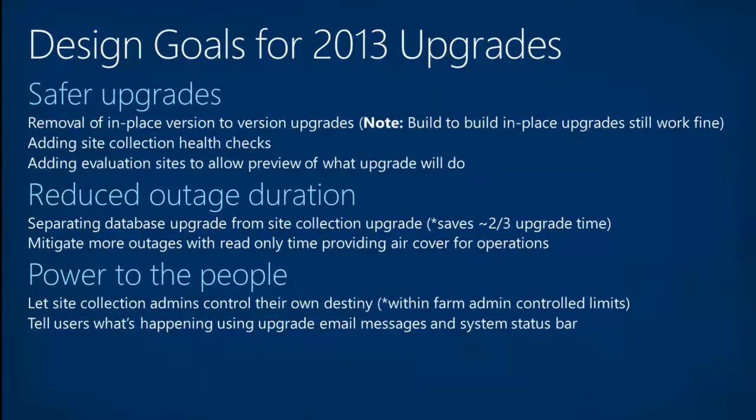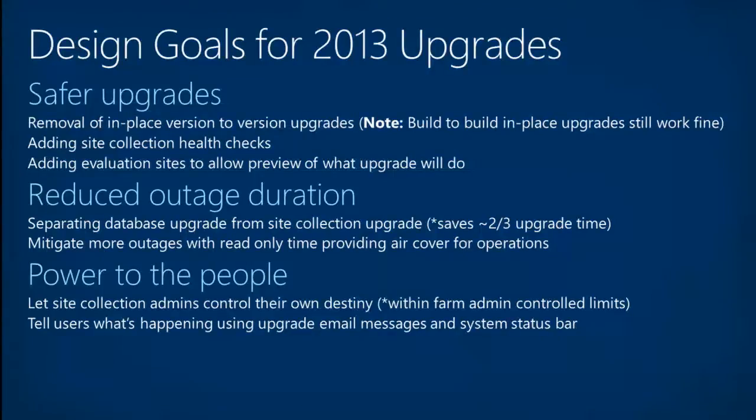Then, when we started going from the 2010 product into the 2013 product development cycle, we realized that there were a couple of key things that stood out a lot from people. One of the big ones was they want upgrades to be safer. And the second piece is that they want reduced outages. Big complaint: hey, my upgrades take too long. It's so complex, and then I have this big outage, and it just causes problems for our organization.